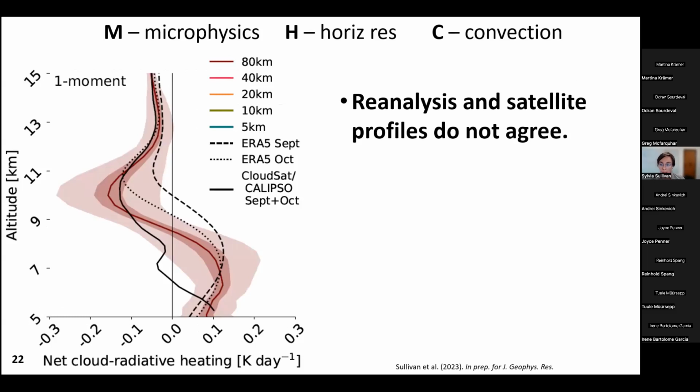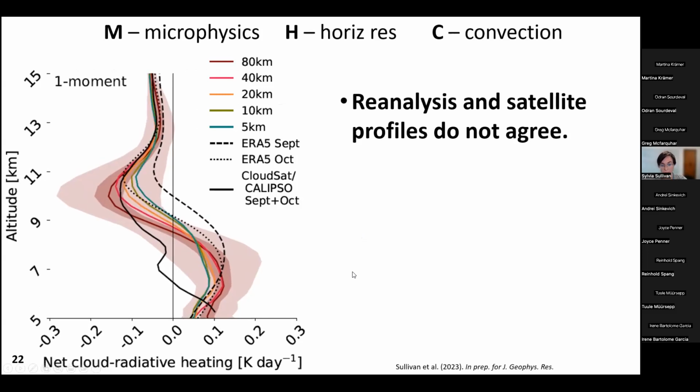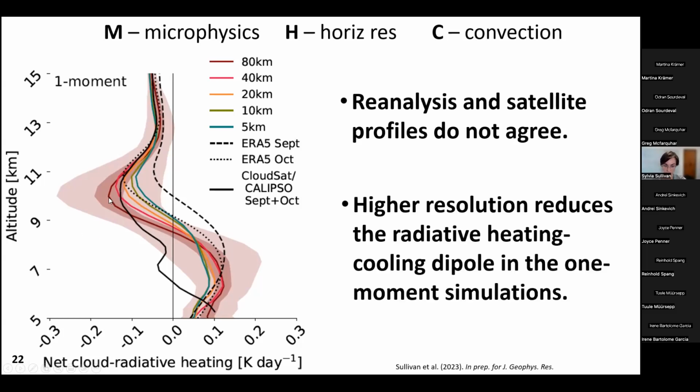Now, if we go in and start to add our simulations, here you see the 80 kilometer resolution simulation profile in dark red. And we have daily standard deviation in the lighter shading and standard error in the darker shading. And then I'm going to add in the simulations with higher horizontal resolution. So here's 40 kilometers, 20, 10, and 5. And so you can see as we move to higher resolution, we're reducing the cloud top cooling and the in-cloud heating down here. So we're reducing the dipole with higher horizontal resolution.